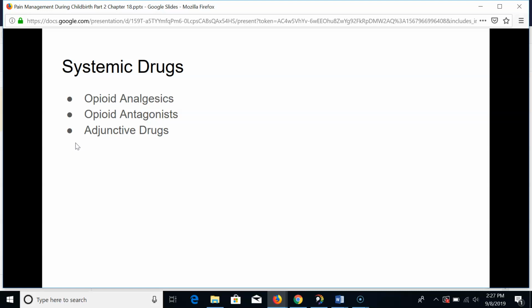In some cases, you can see adjunctive drugs being used to reduce nausea and anxiety. They can promote rest as well. Box 18.1 provides examples, doses, and notes on the systemic drugs.